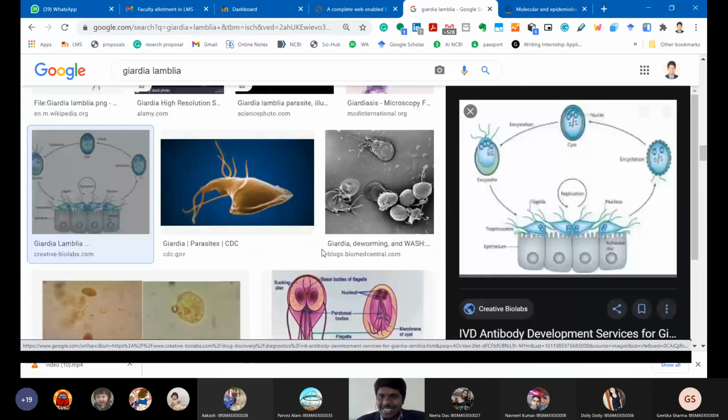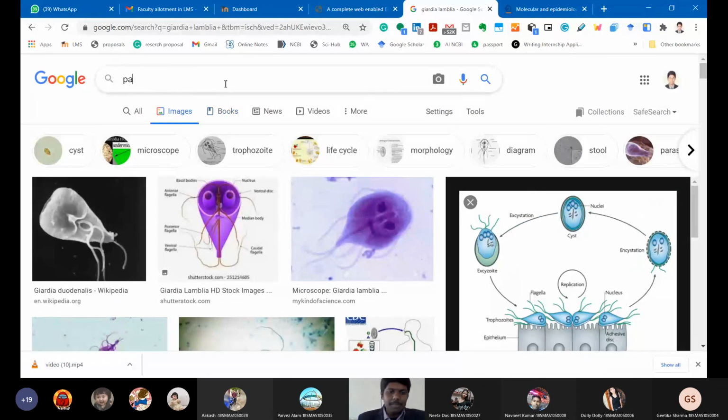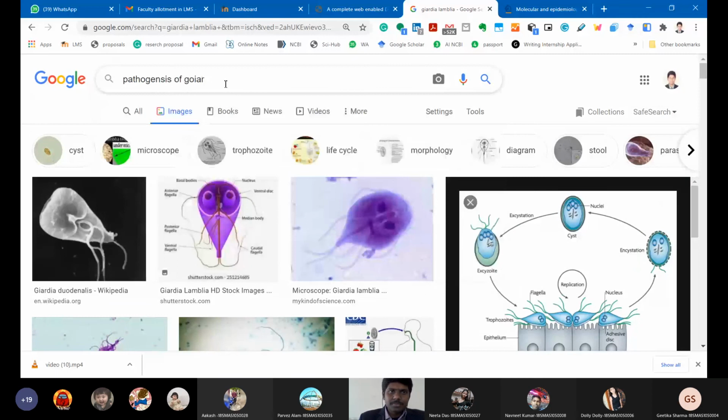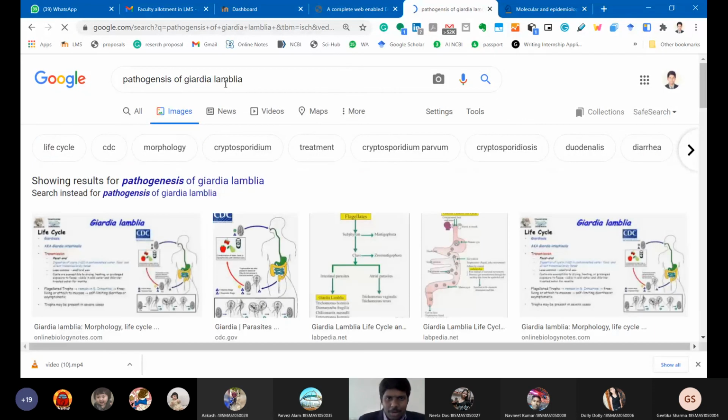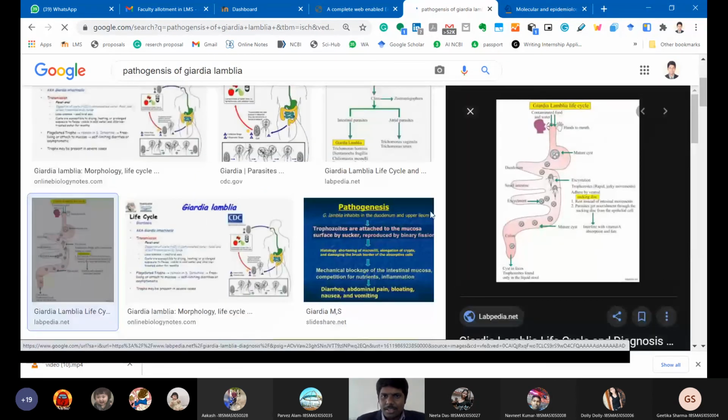So this is Giardia lamblia, and let me show you the pathogenesis of Giardia lamblia. Everything is straightforward, that's why I'm not taking much time. It is very easy to understand this infection. Let me take this one. Too small.